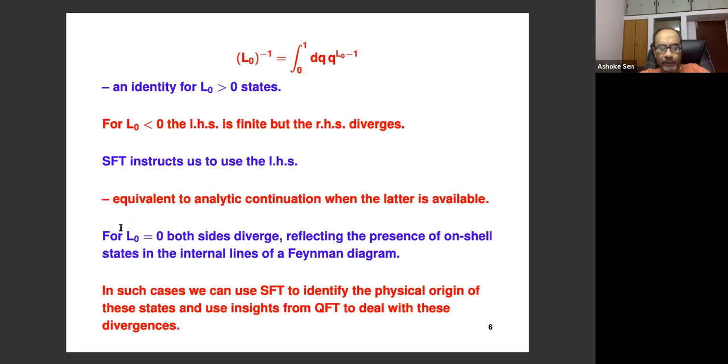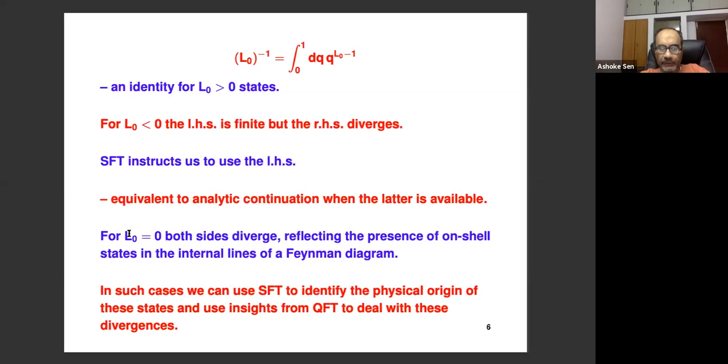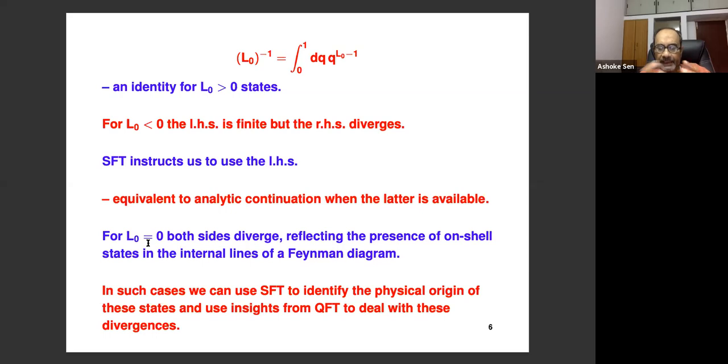And finally, when you consider states with L0 equal to 0, then of course both sides are divergent. So this is a genuine divergence in the theory. And from the perspective of string field theory, what it reflects is the presence of an on-shell state in the internal line of a Feynman diagram. Here, of course, the divergence is very much there. But in quantum field theory, we know that whenever some internal line goes on shell, there is a physical reason behind it. And quantum field theory usually tells us how to resolve this problem, how to get around these divergences.